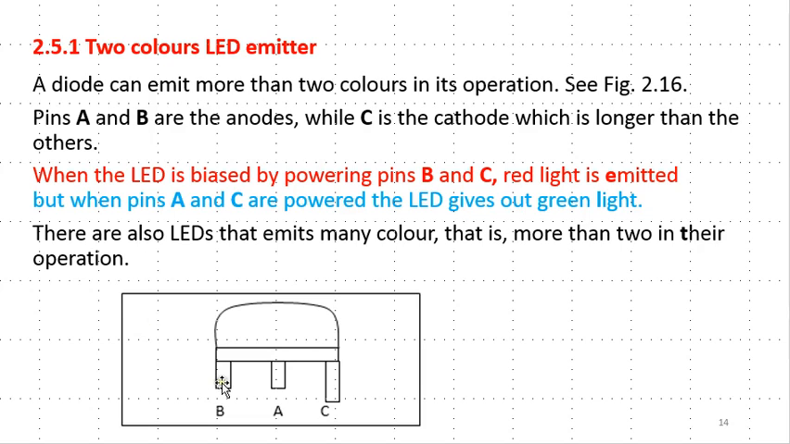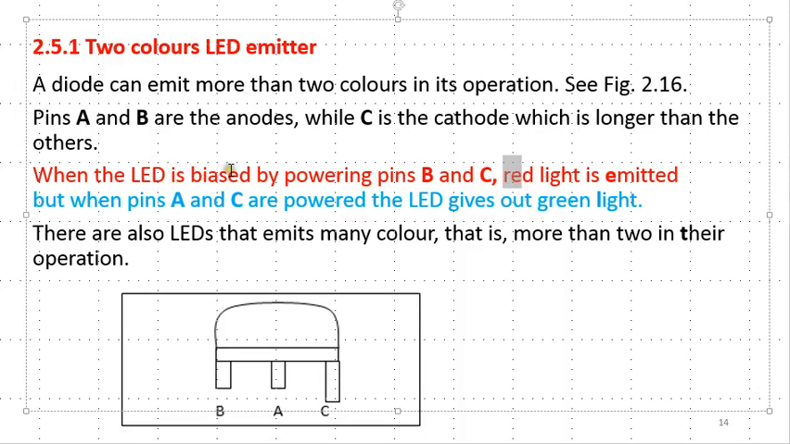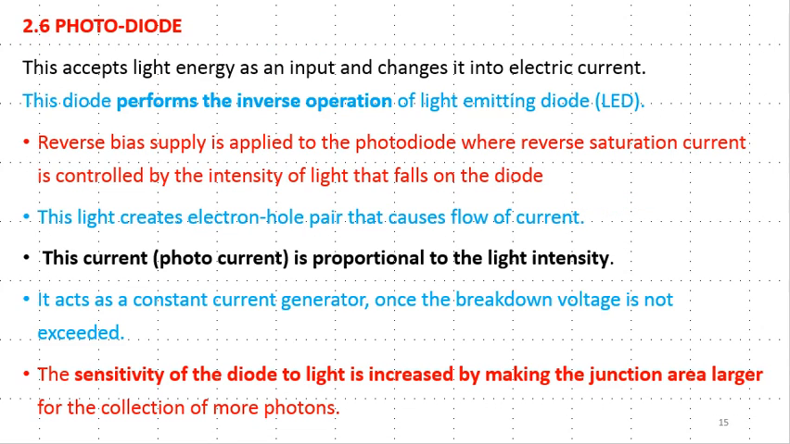As you can see, I have three terminals, A, B and C. This is contrary to the one we have already seen where we have only two, cathode and anode. So now the color of the light to be produced by this LED depends on which terminals are triggered. Whenever terminals B and C are on, or are connected to the supply, a red light is produced. Whenever A and C are powered, the light is green. And there are other types of LEDs that can produce more than two colors depending on how they are powered.